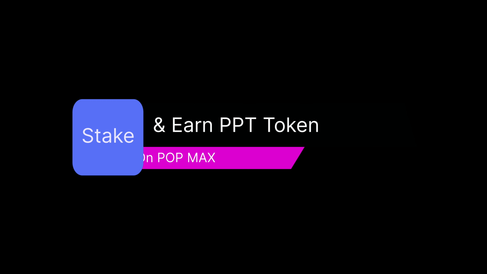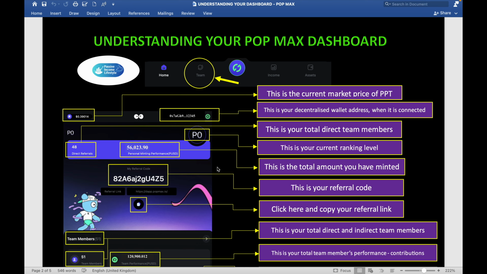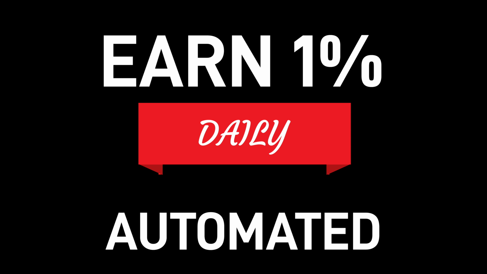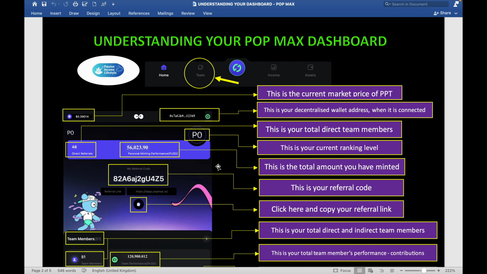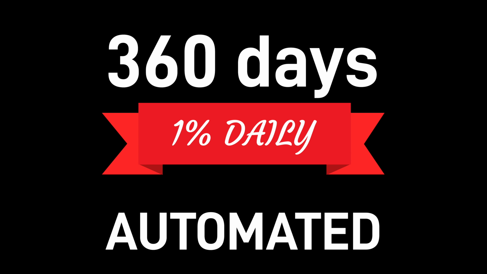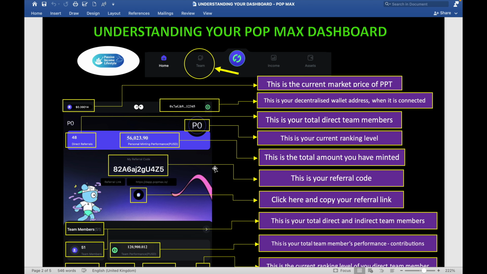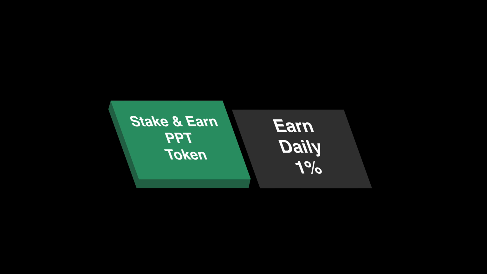Everything in this platform is totally passive, just so you know. You do not have to refer people to earn this 1% or 0.4% that I am talking about. It is basically passive income. The amount of money you use for your staking is the amount you are going to be earning on, based on the number of days you have chosen, corresponding to the daily percentage earning. That is basically what we do in PopMax.